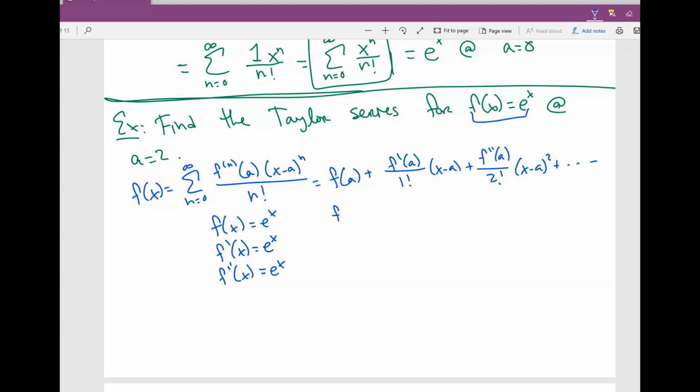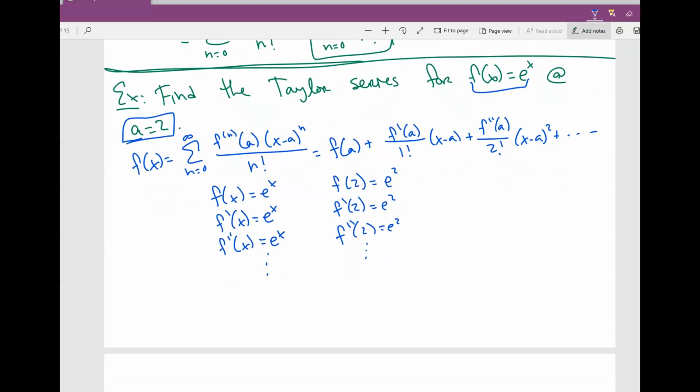So when I plug in a, in this case equals 2, not 0 anymore, now it's 2. So I'm going to plug in 2. It's going to give me e squared. Plug it into the derivative, I'm going to get another e squared. Plug it into the second derivative, not the third, you're going to get another e squared. That should be a 2. It's going to be another e squared, and we continue on.